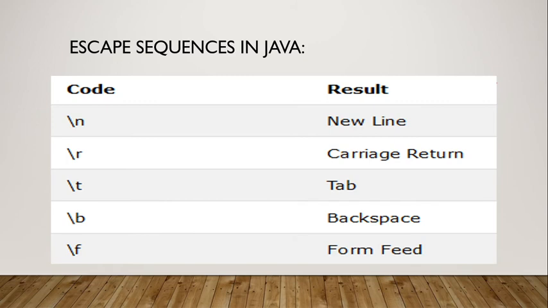Escape sequences in Java. A character preceded by a backslash is an escape sequence and has a special meaning to the compiler. The following table shows the Java escape sequences. \n inserts a new line in the text at this point. \r inserts a carriage return in the text at this point. \t inserts a tab in the text at this point. \b inserts a backspace in the text at this point. \f inserts a form feed in the text at this point.